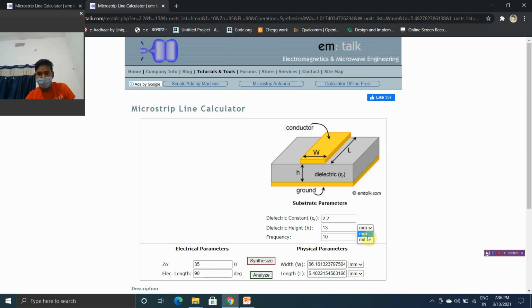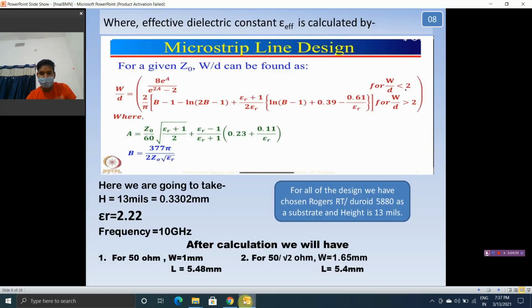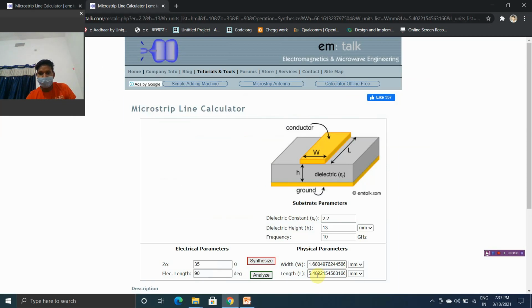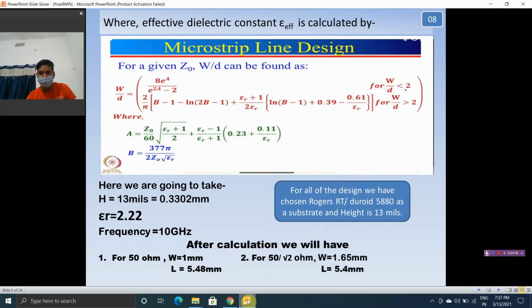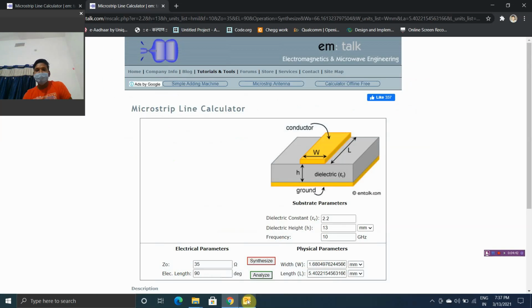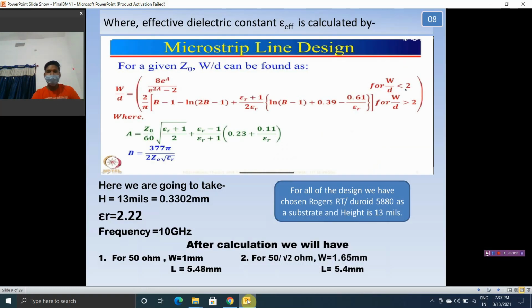Sorry, here we need to fix it again. Now hit synthesize, and again you can see the width is 1.65 mm and the length is 5.4 mm. So by using this online calculator we can calculate the dimensions of our branch line coupler.